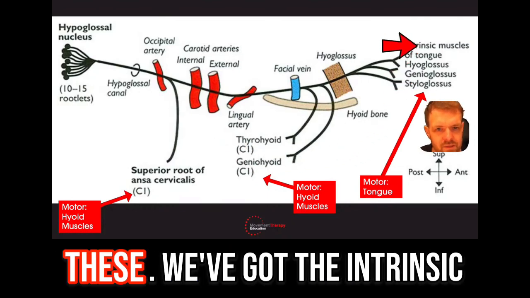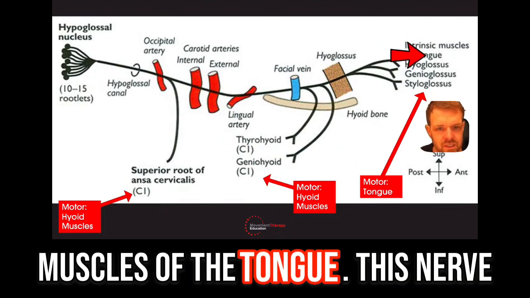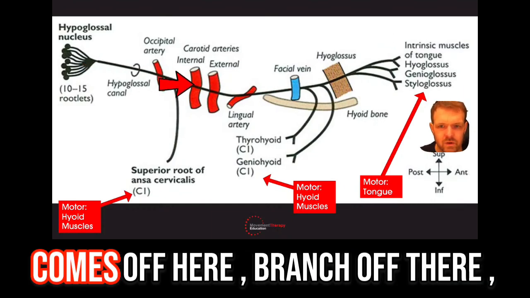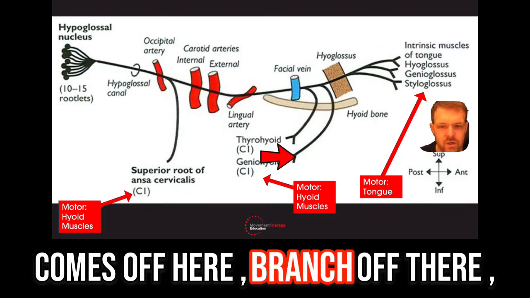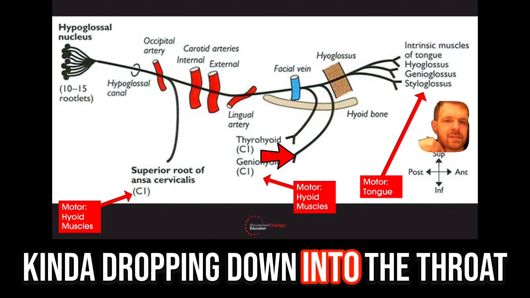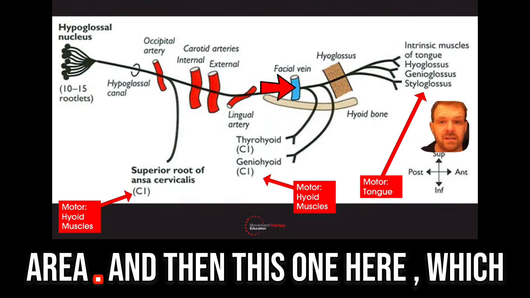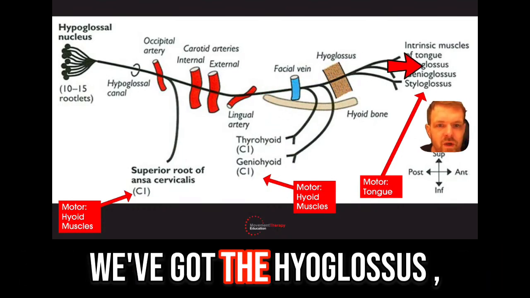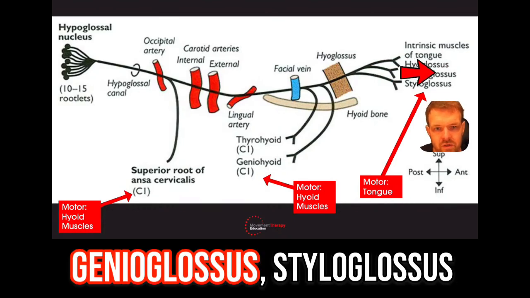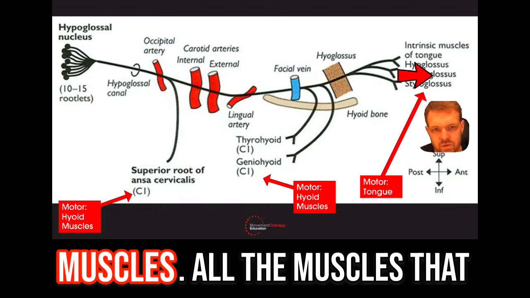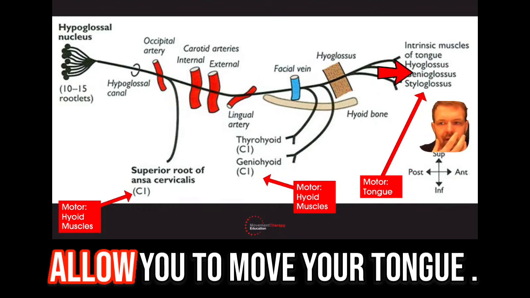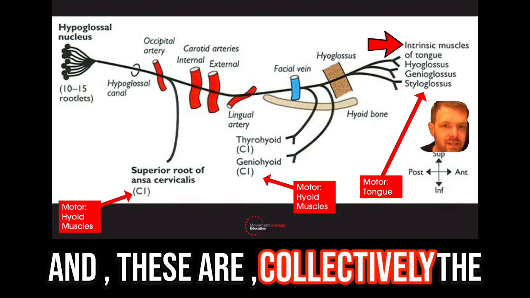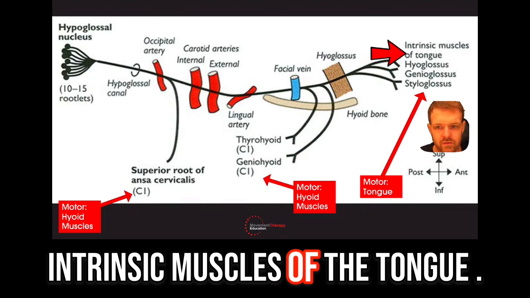Then we've got all of these. We've got the intrinsic muscles of the tongue. This nerve comes off here, branches off there, dropping down into the throat area, and then this one here will go through into the tongue. We've got the hyoglossus, genioglossus, styloglossus muscles, all the muscles that allow you to move your tongue. And these are collectively the intrinsic muscles of the tongue.